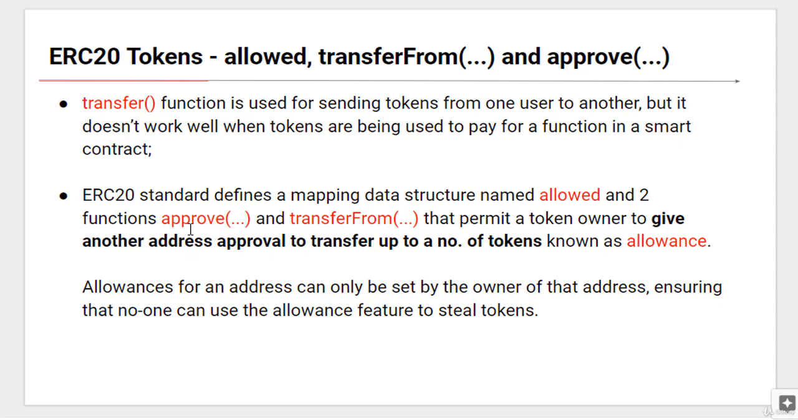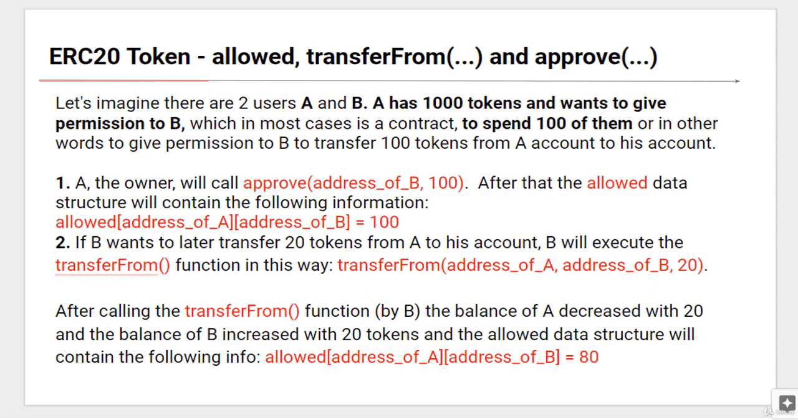Let's see an example. Let's imagine there are two users, A and B. A has 1000 tokens and wants to give permission to B, which in most cases is a contract, to spend 100 of them, or in other words, to give permission to B to transfer 100 tokens from A's account to his own account. This is a two-step process.